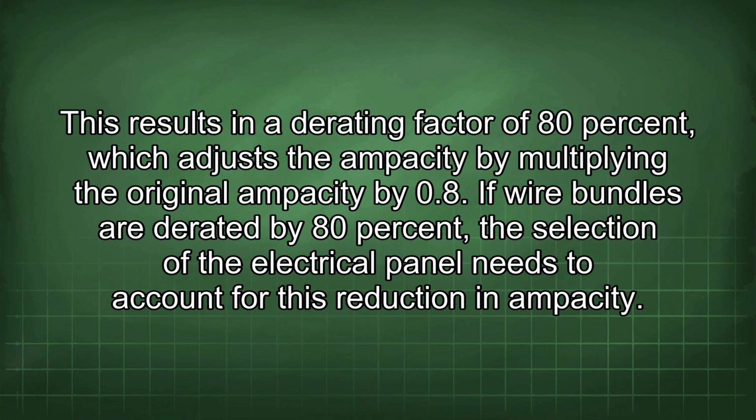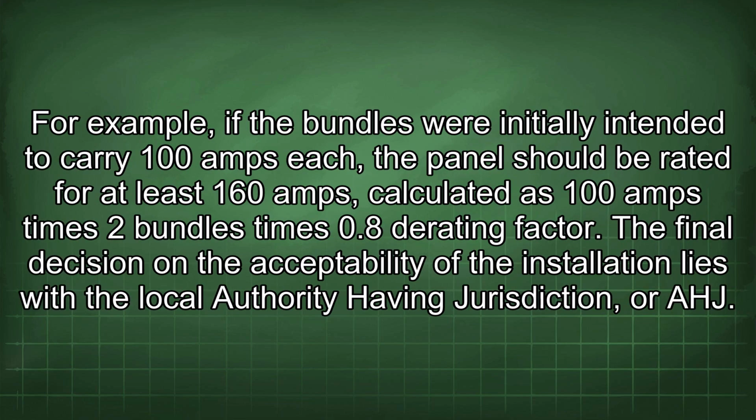If wire bundles are derated by 80%, the selection of the electrical panel needs to account for this reduction in ampacity. For example, if the bundles were initially intended to carry 100 amps each, the panel should be rated for at least 160 amps, calculated as 100 amps times 2 bundles times 0.8 derating factor.